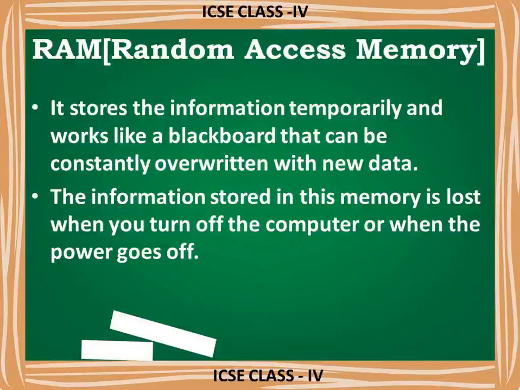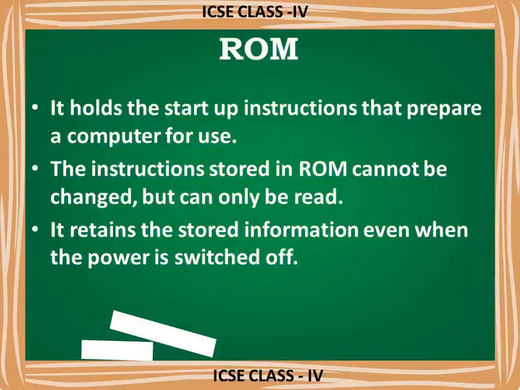The information stored in this memory is lost when you turn off the computer or when the power goes off. So it holds the instructions, it holds the information only till your system is on. If you turn off your system, automatically information will be removed. Means you will lose the information. Information is not going to remain in this memory. Understood? So that is RAM. Or if power goes off in between, if you turn off, then also this random access memory gets empty. Means everything vanishes.